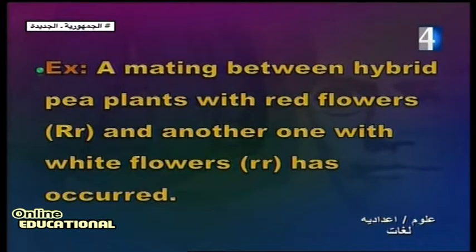But a pure trait, such as a white flower, is small r. But why small r? Because it is a recessive trait. Again, capital R small r is a dominant trait, but it is a hybrid, not pure. Small r as a white flower is a pure recessive trait. Again, pure recessive trait.